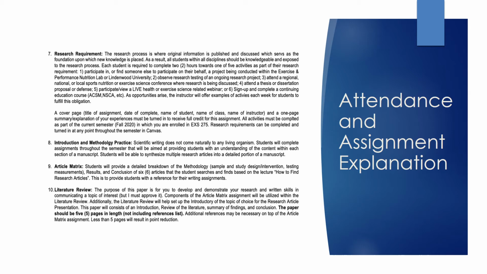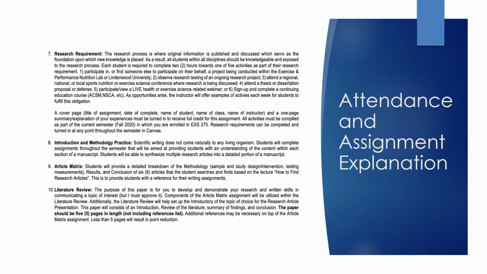So you get to pick what type of topic you want to write about within the exercise science field. It could be nutrition related, such as protein intake or carbohydrate intake. This could be sports performance related, such as resistance training and how it improves vertical jump. It can be a variety of different areas, but I must approve it.